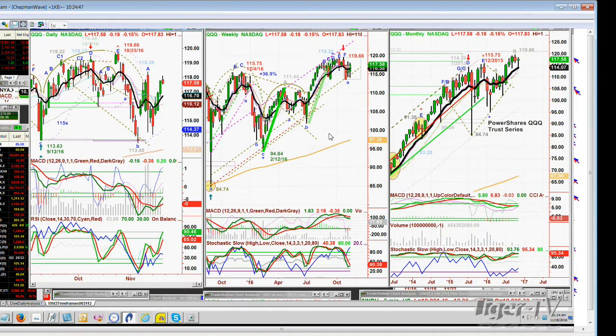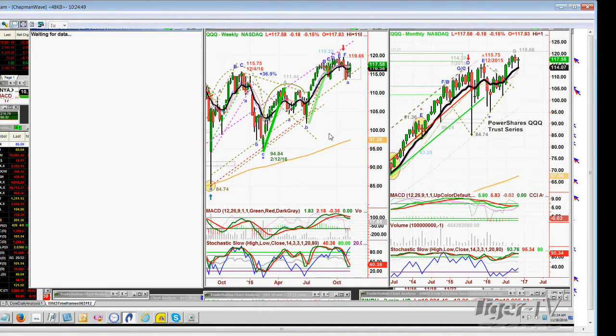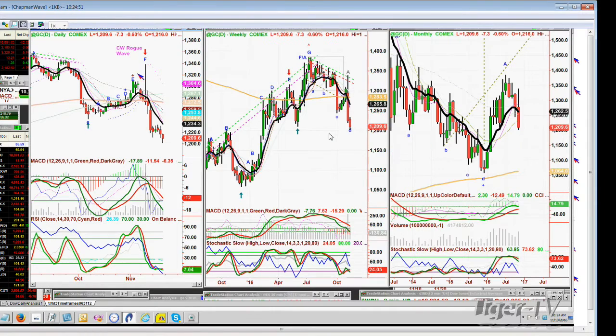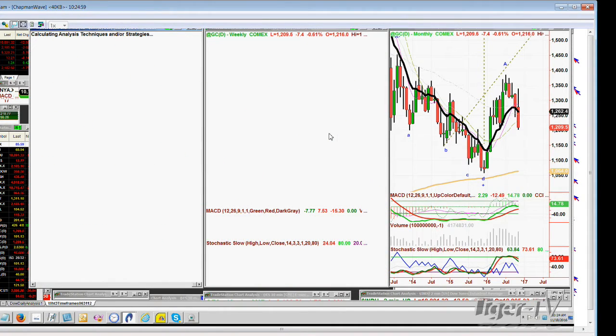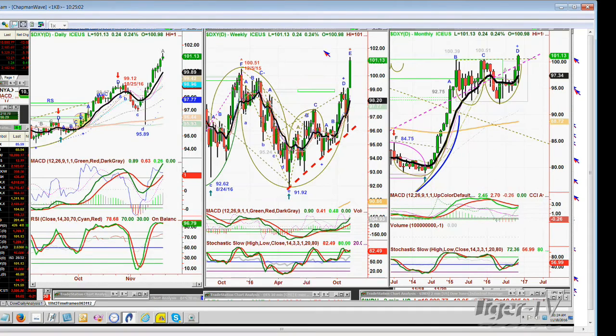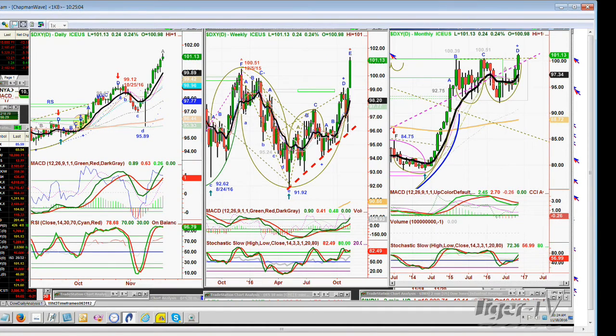Now I'd like to go to gold. Gold right now is down 7 at 1209. This is just not great action. I don't see anything in gold. Why? Because I've been favoring the dollar for months, and the dollar made a new recovery high. I'm not going to say an all-time high because that's way up in the 121 area, and it's at 101.